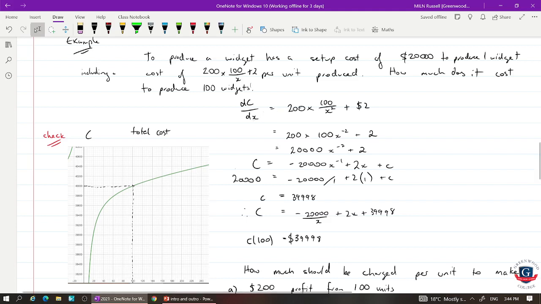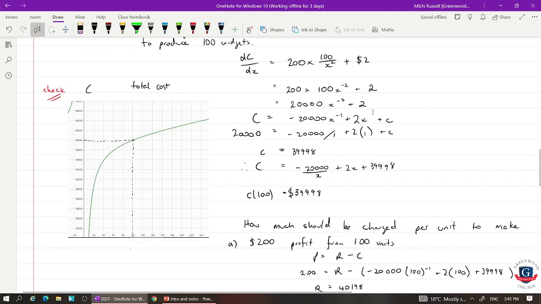So over here we have the cost per widget, which is what we were given here. Cost per widget, per x, per unit: 200 times 100 divided by x squared plus $2, which gives us this formula here. We can integrate that formula, we can anti-differentiate that formula. You'll hear me say integrate a lot because in the next course of work, we don't do a lot of anti-differentiation, we do a lot of integration. It's fundamentally the same process, but it comes from a different place. So once we get there, we'll start talking about it as integration, but for now, anti-differentiation is just the backward process from differentiation. Okay, so c equals negative 20,000 x to the negative 1 plus 2x plus c.